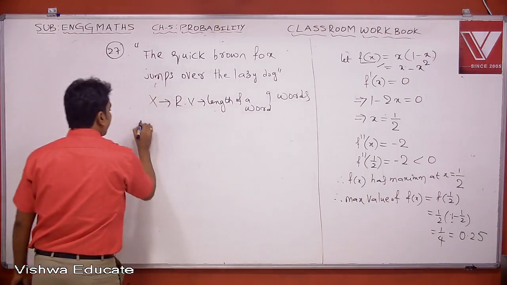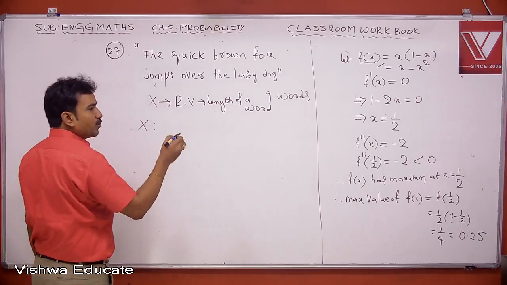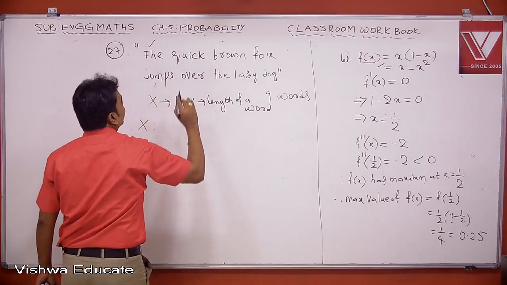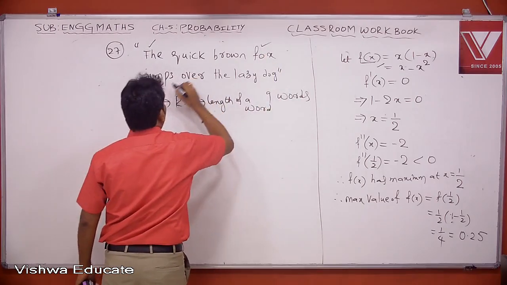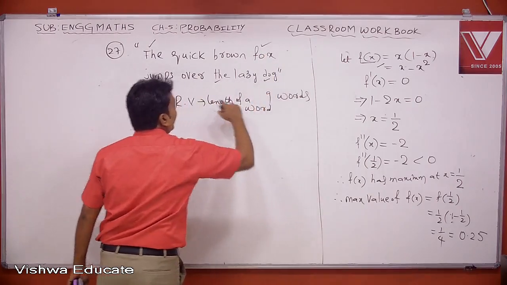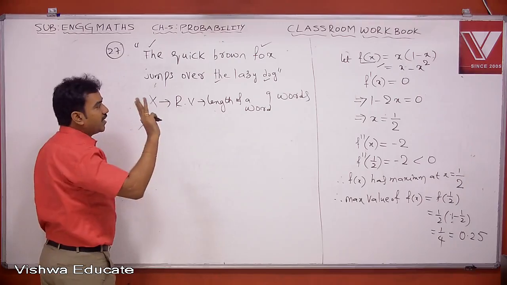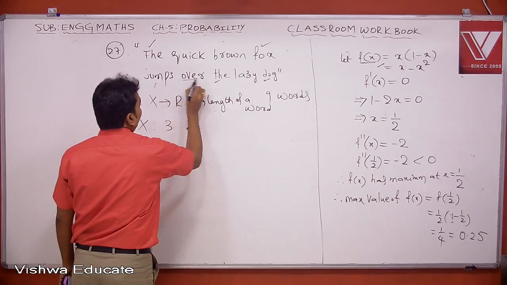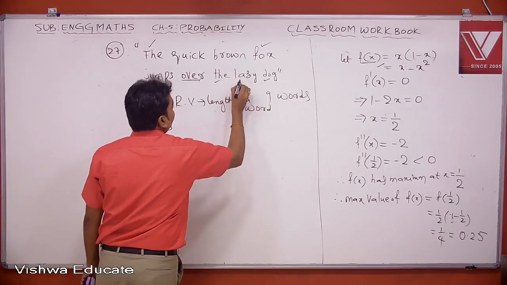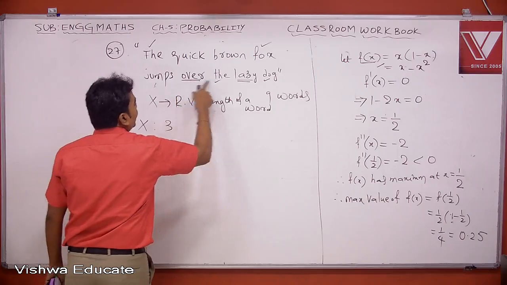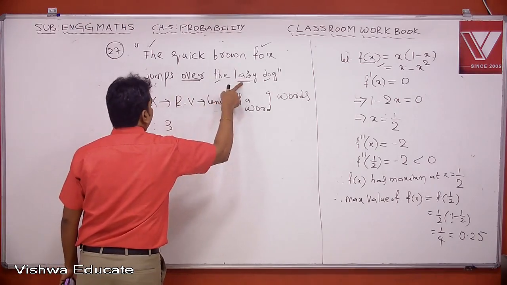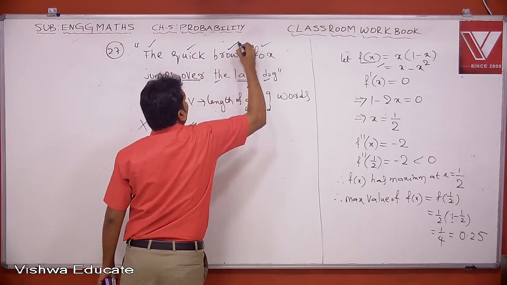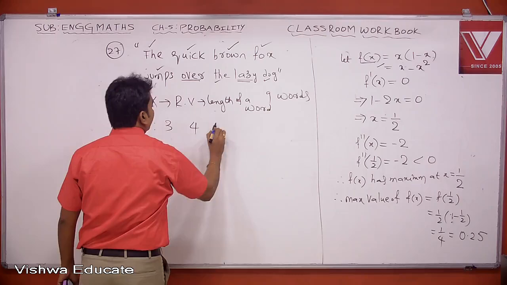Now let us see expectation values. So what are the possible lengths? Let us see. So here the least length is 3. One word, second word, third word, and this is the fourth word. Out of 9 words, there are 4 words of length 3. Okay, next length 4: over and lazy. So we have exactly 2 of length 4. Now length 5: quick, brown, jumps. So length 5 is there.